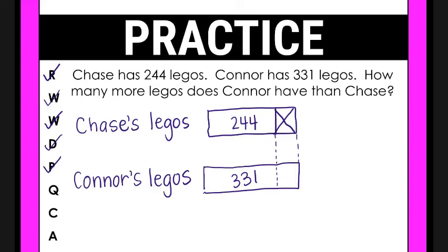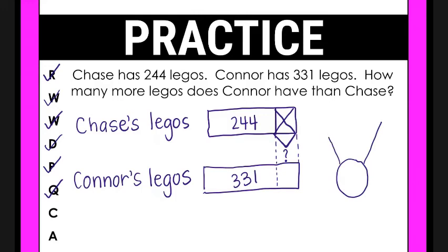Hey, this sounds a lot like our last one, doesn't it? It's not asking us for the total of either one, but it's asking how many more Connor has. So remember on our last one, when we wanted to find out how many more, we looked at this little piece right here because that showed us the extras that Connor had compared to Chase.